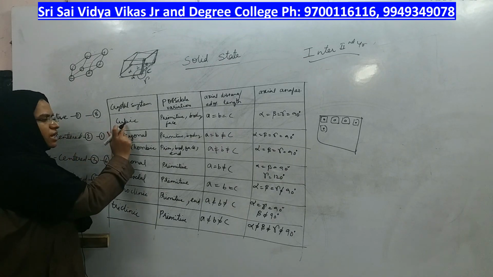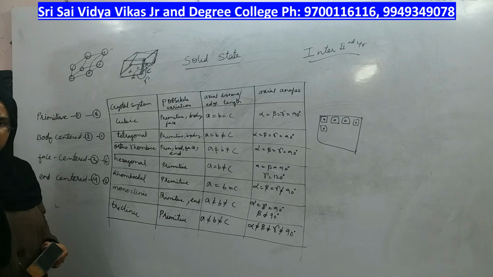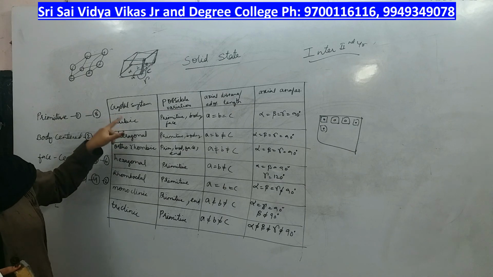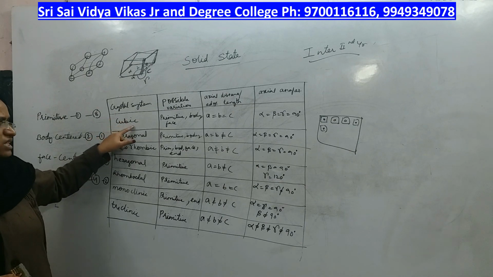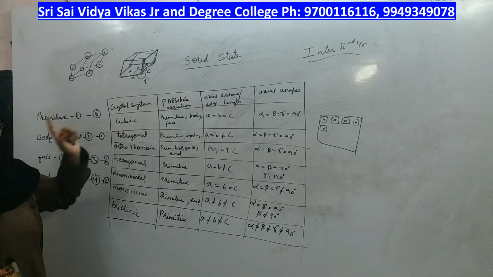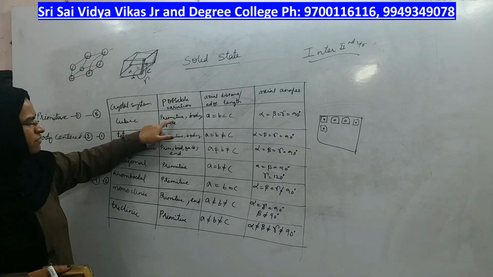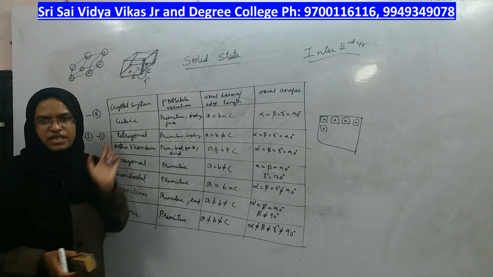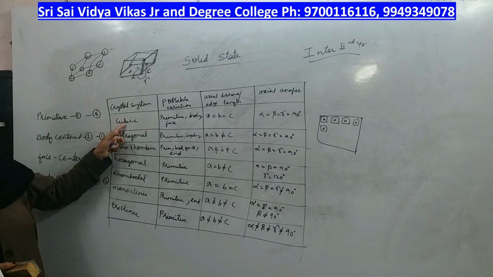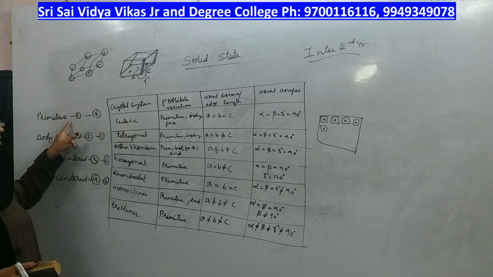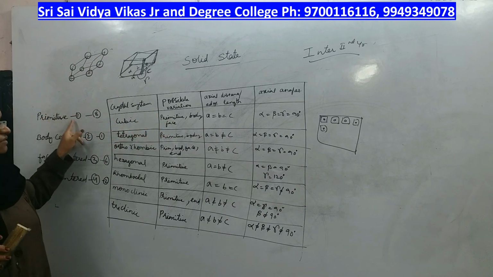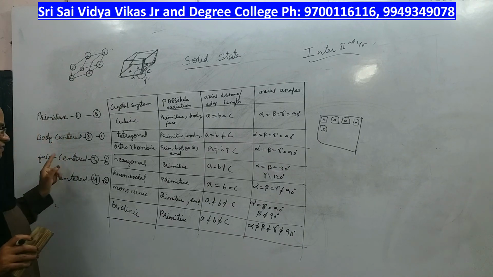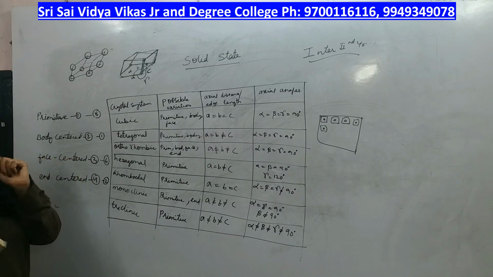Coming to the first shape of the unit cell, the common shape in which a unit cell can be present is cubic shape, right? If the shape of the unit cell is cubic, it can have primitive arrangement as well as body centered arrangement as well as face centered arrangement. Primitive cubic cell means 8 corners occupied, as well as body centered, in the center 1 atom, as well as face centered, in the center of all the faces 1 atom, right?